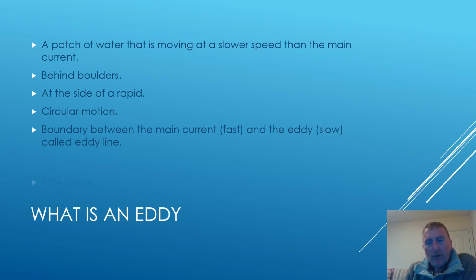And it's unstable. So the eddy itself is a safe place, but the boundary between them is unstable, so you want to cross that quickly.